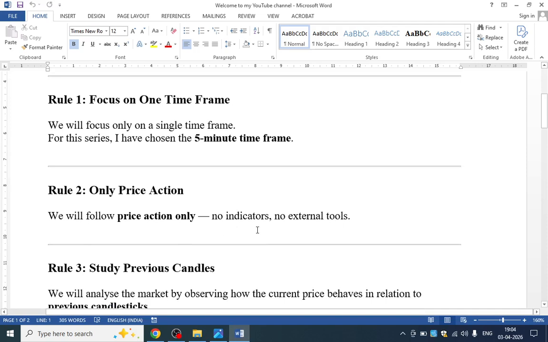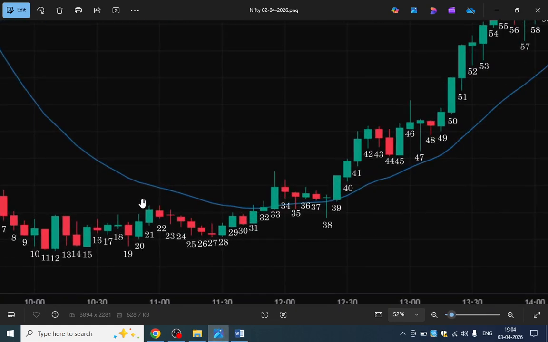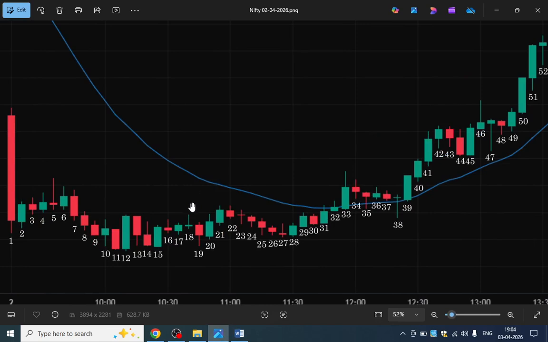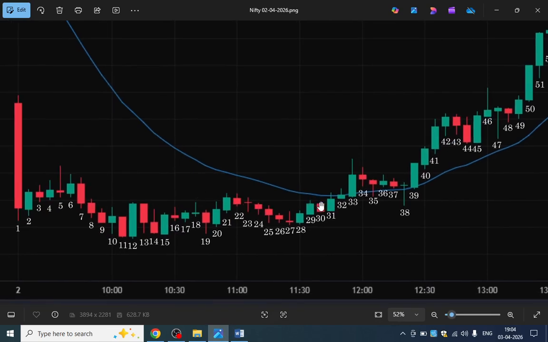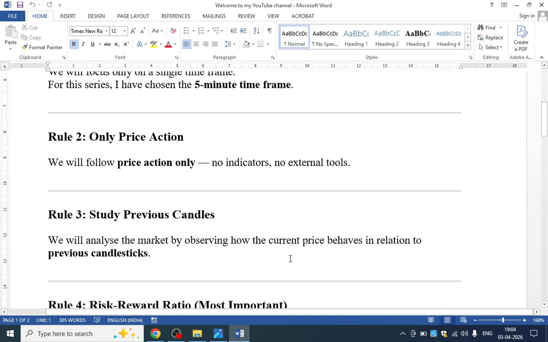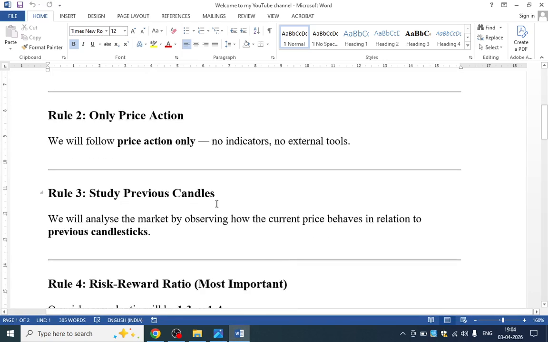We do not follow any indicators or external rules. I generally use only one, that is the 20 EMA, exponential moving average. It does not provide any signals, but I just want to know whether the prices are above the EMA or below the EMA, nothing else. We will study the candlesticks which occur every 5 minutes, and try to analyze their behavior in relation to previous candlesticks.